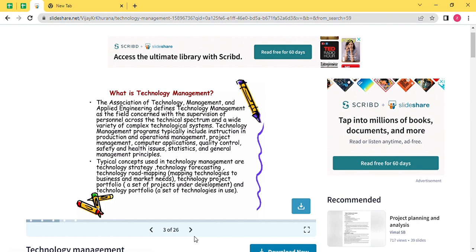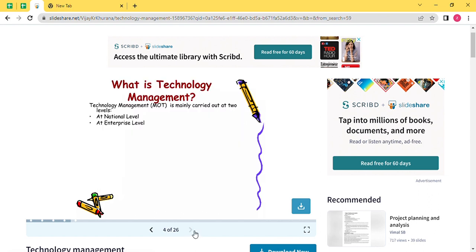Typical concepts used in technology management are technological strategy, technology forecasting, technological road mapping, mapping technologies to business and market needs, technology project portfolio, a set of projects under development, and technology portfolio, a set of technologies in use.